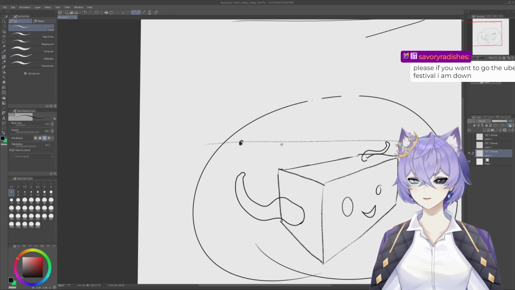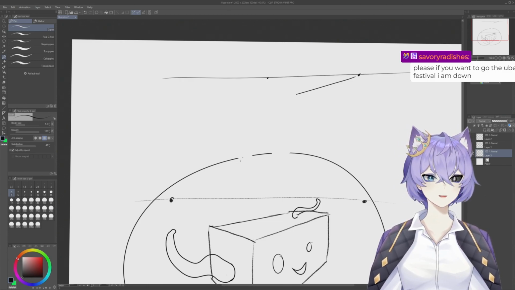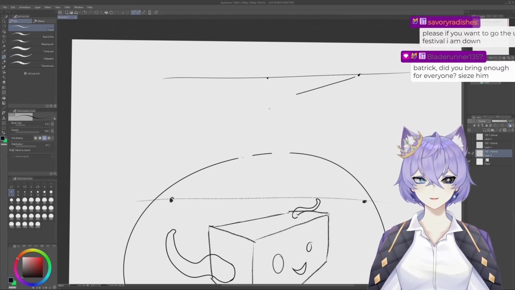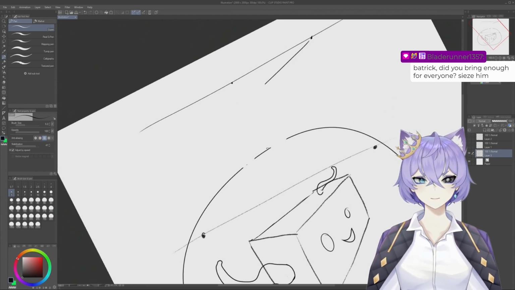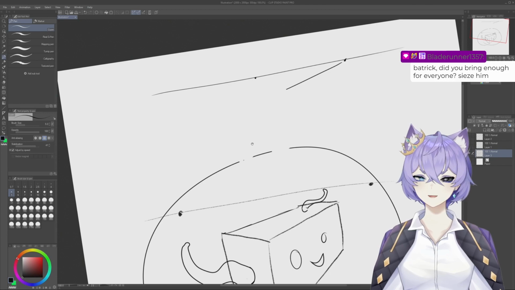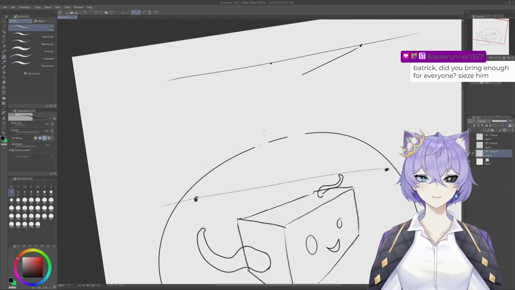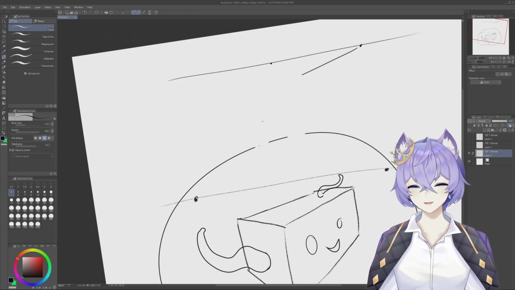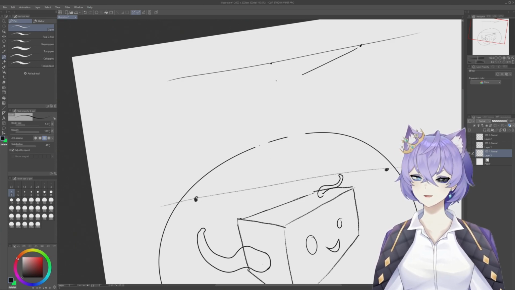What you drawing there, Johnny boy? I am trying to learn how to draw cubes, Radish. I mean, Kitty. You want to go to the Ube Fest? I'm down. Shit, I'd be down. I haven't had good homemade Ube in a long time. Oh my god, you know the videos. Patrick, did you make sure to bring enough for everyone? Seize him. It's just said with such calmness.